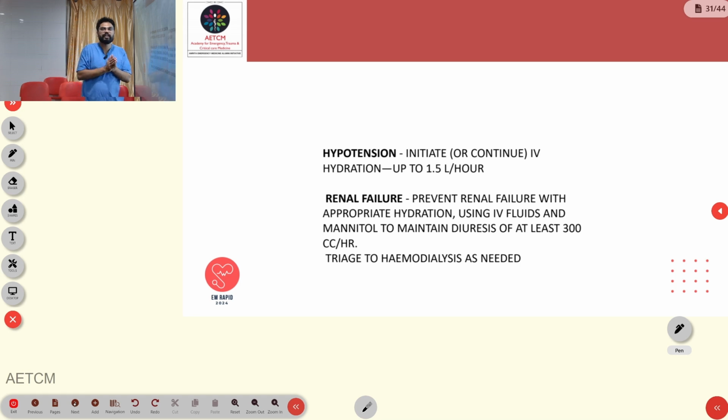If there is hypotension, we need to start the patient on IV fluids, and depending on the conditions, we need to think about continuing the fluids or transfusing the patient with blood products. In the case of liver failure, we need to start the patient on hydration, IV fluids, and other supportive measures, and dialysis if needed.